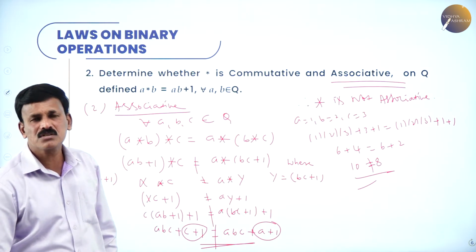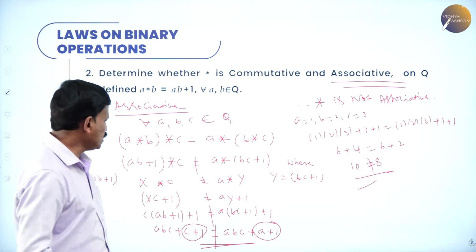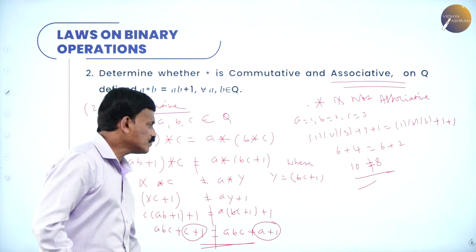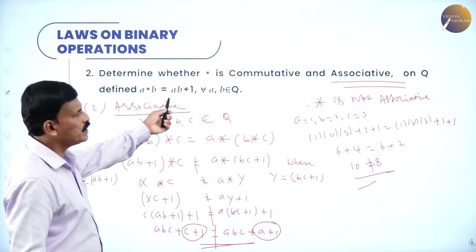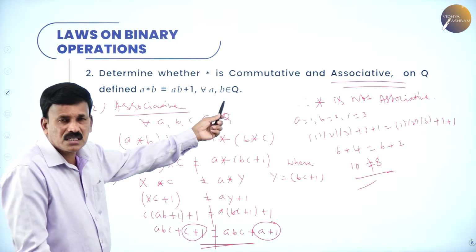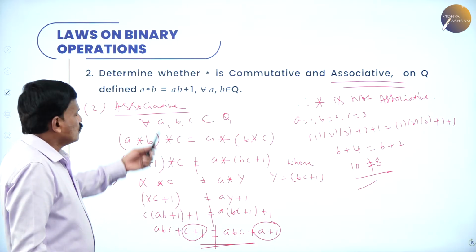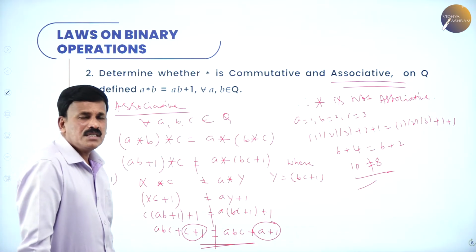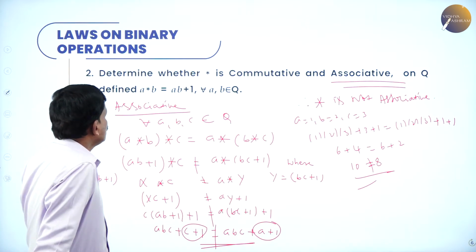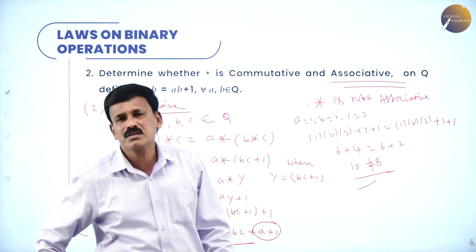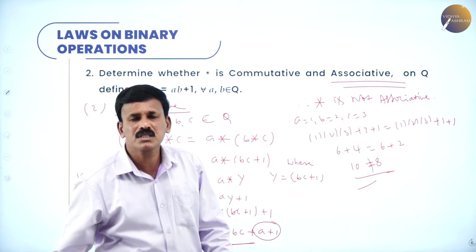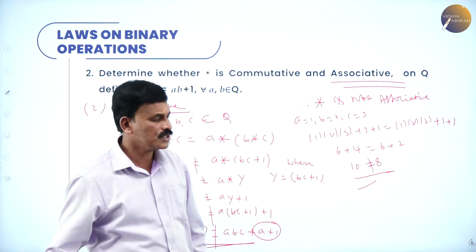So, in this case, this is not associative, only commutative. Therefore, for this problem, A star B is equal to AB plus 1 on the set of rational numbers. What we say? A star B is equal to AB plus 1 for all A, B belongs to Q is commutative but not associative. This is commutative, not associative.